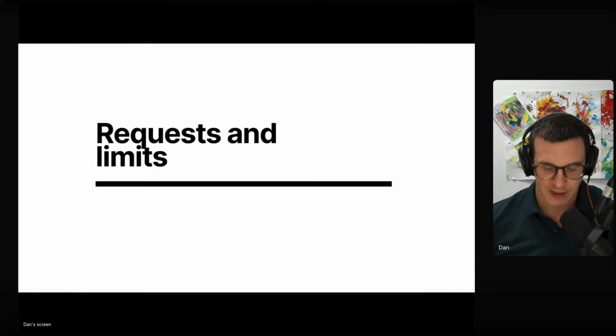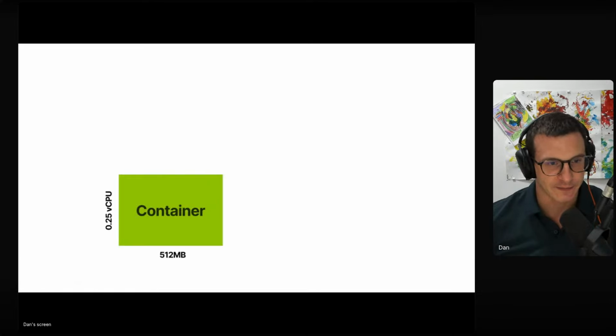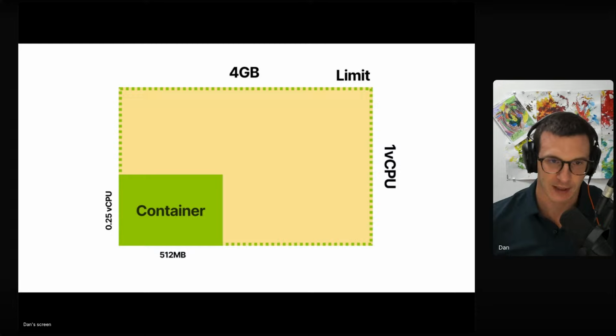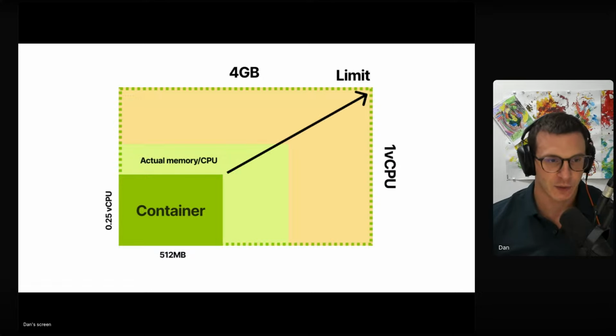Now, how are these requests and limits related? Generally, when you define requests, you're defining the minimum guaranteed resources that a container is going to utilize. So in this particular case, I selected a quarter of a CPU and 512 megabytes of memory. Those are my requests. And then what else I can do, I can set limits. And limits are the maximum amounts of CPU and memory that the container is allowed to use.